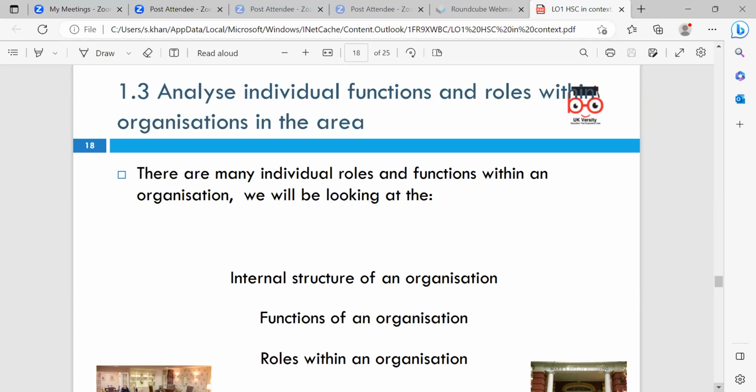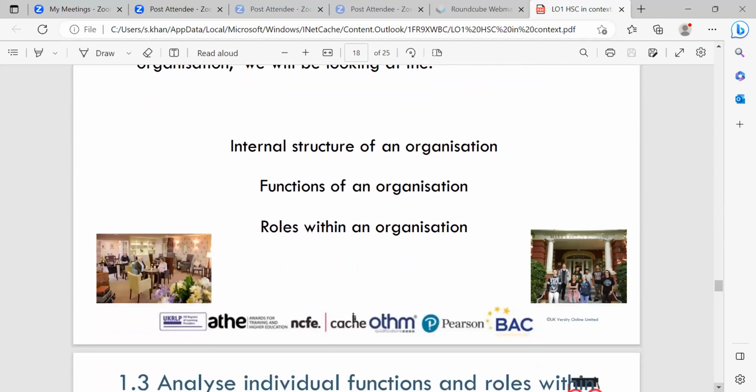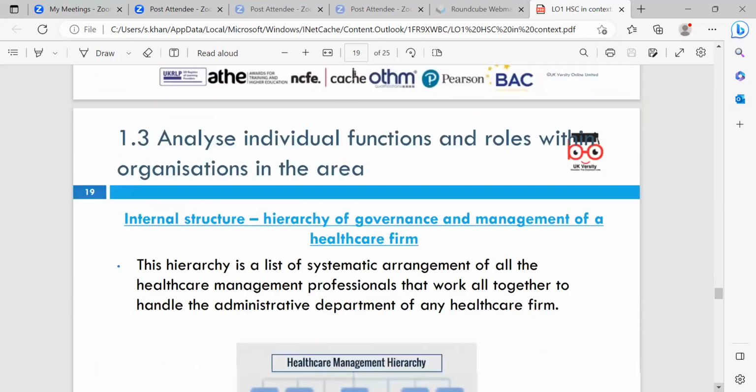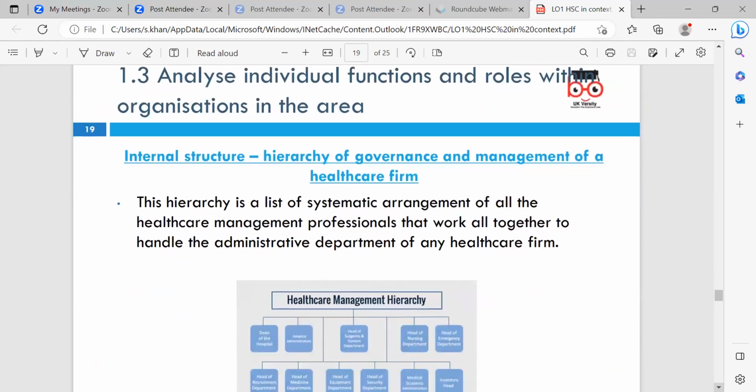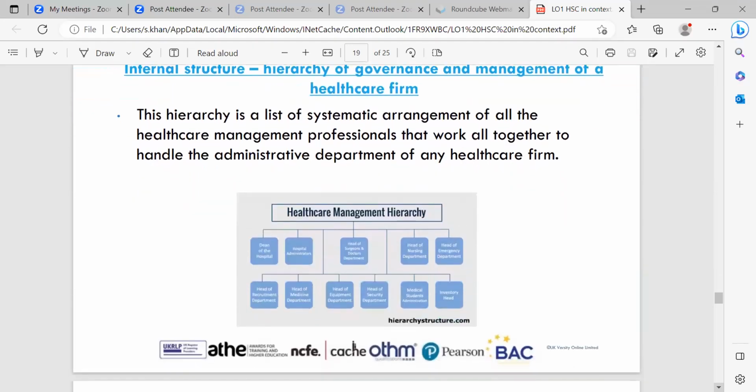There are many individual roles and functions within an organization. We will be looking at the internal structure of our organization, functions of an organization, and roles within an organization. So 1.3, analyze individual functions and roles within organizations in the area. Internal structure is the hierarchy of governance and the management of a healthcare firm. This hierarchy is a systematic arrangement of all healthcare management professionals that work together to handle the administrative department of any healthcare firm.